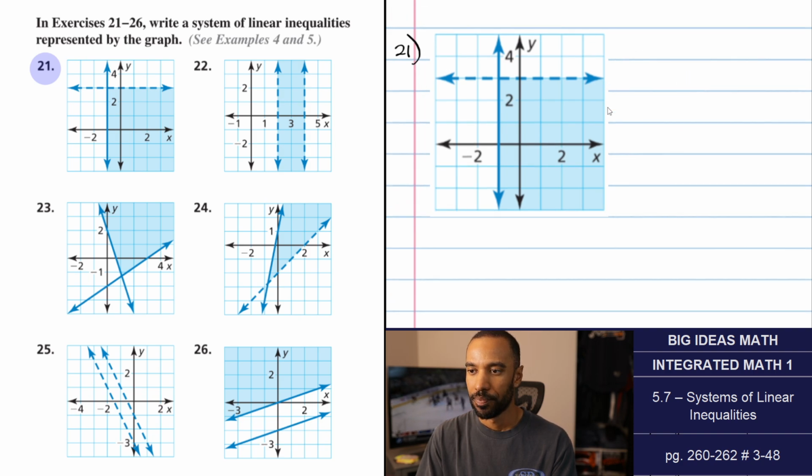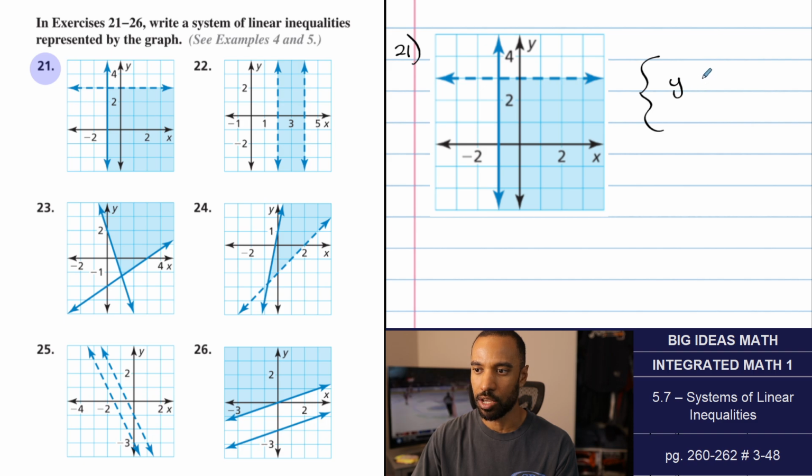So there's the problem. So our system will have two inequalities. The first one we'll do is this horizontal line right here. That's a y equals equation. That is a y equals 3, if you will. However, the shading is below and it doesn't include the line. So not equals. It'll never be equals. It might be or equal to. But y is less than 3 is the first one.